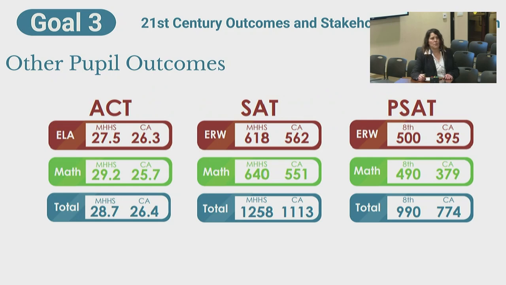Goal 3 ends with other pupil outcomes, so other assessments our students take, which are the ACT, SAT, and PSAT. ACT is not as widely used in California as in other states. However, the students who are taking that at Mountain House High School, you can see, are still outperforming California in ELA and math. SAT is where more students are taking this course, and again, you can see that Mountain House High School is outperforming the state in English and math.